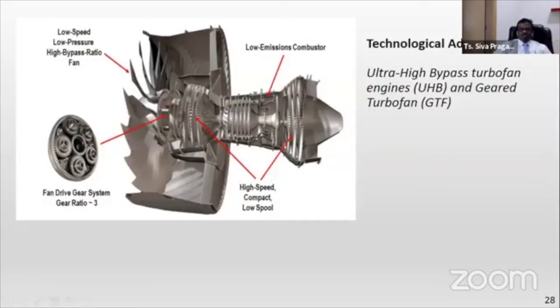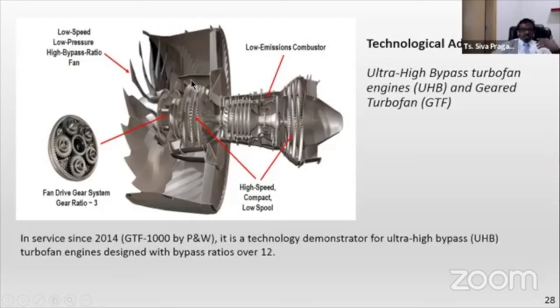the engine itself, we will look at the technological advancements by using the ultra high bypass turbofan and the geared turbofan. So in the picture here, we see a PW1000 GTF. We can see the different types of gear ratios that are being used here. There is a different purpose. This is actually for the reduction of noise, with a low speed, low pressure, high bypass ratio as well. It's the GTF 1000 by PW.